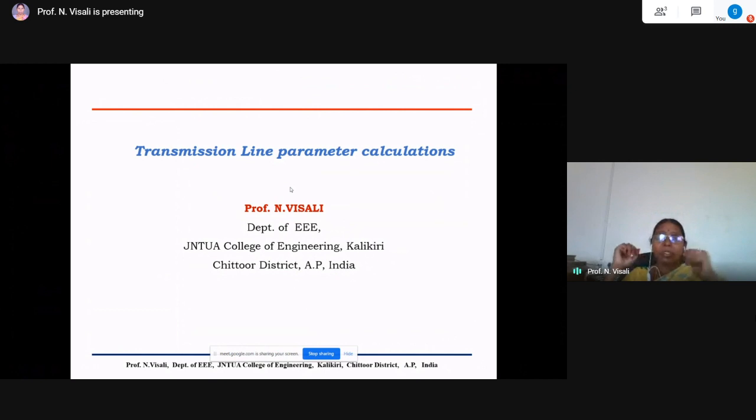Before going to the performance of the transmission lines, we are going to study what the line parameters are which affect the transmission line calculations. So first we will study the transmission line parameter calculations.